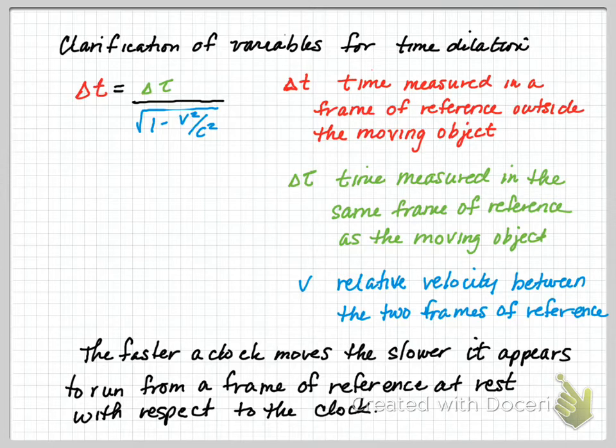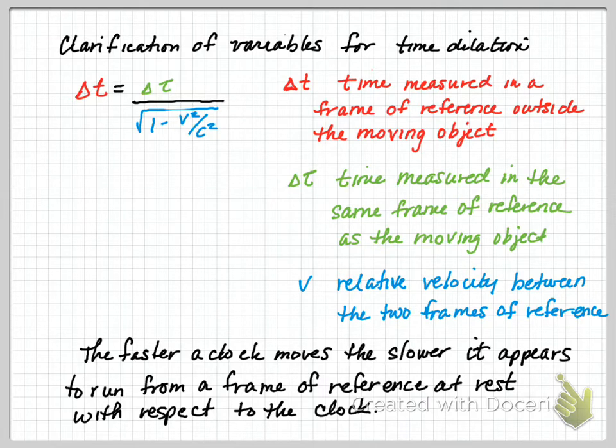And so delta t is going to be the time that's measured in a frame of reference away from the moving object. So that's going to be your object at rest, observing the moving object. What do they see? And then delta tau is the time measured in the same frame of reference as the moving object. And so when you finish up a problem with this, you want to double check your answer to make sure you put the t and the tau in the right place.